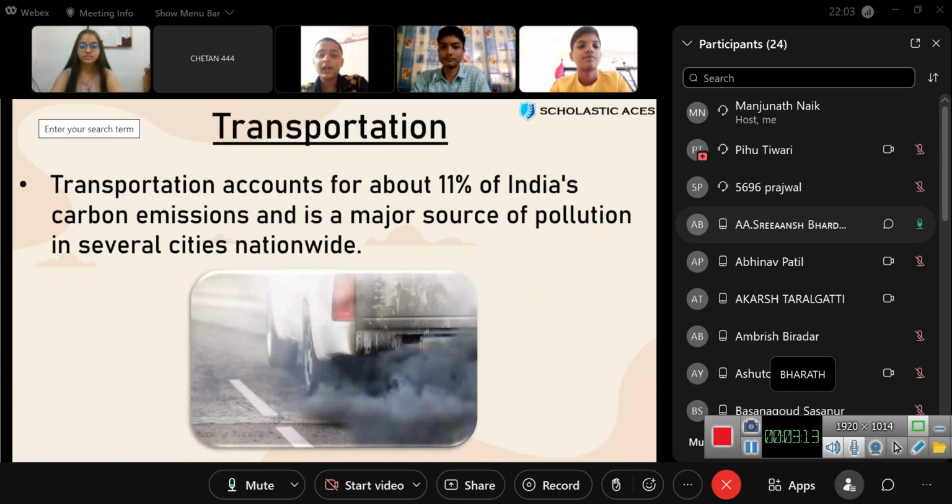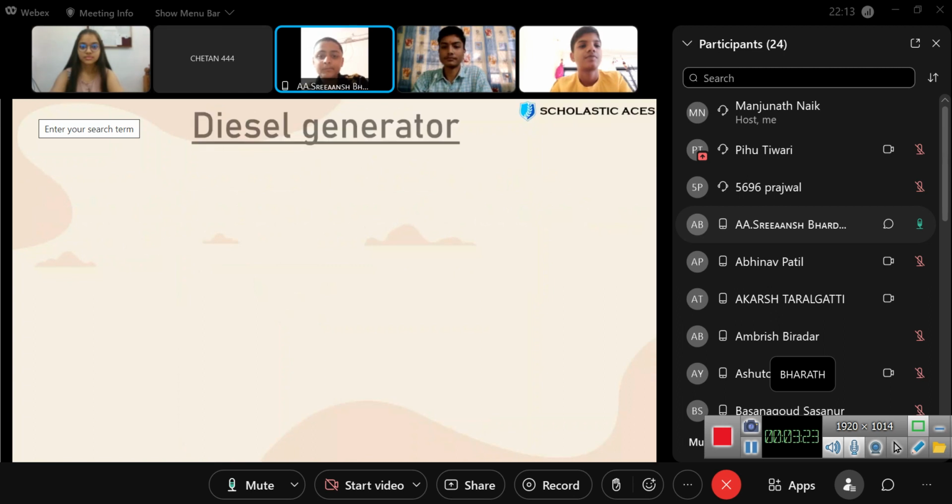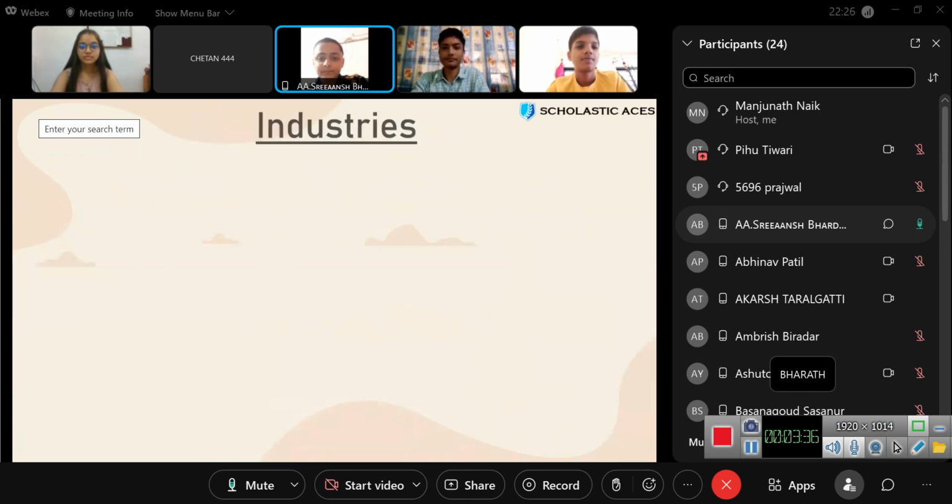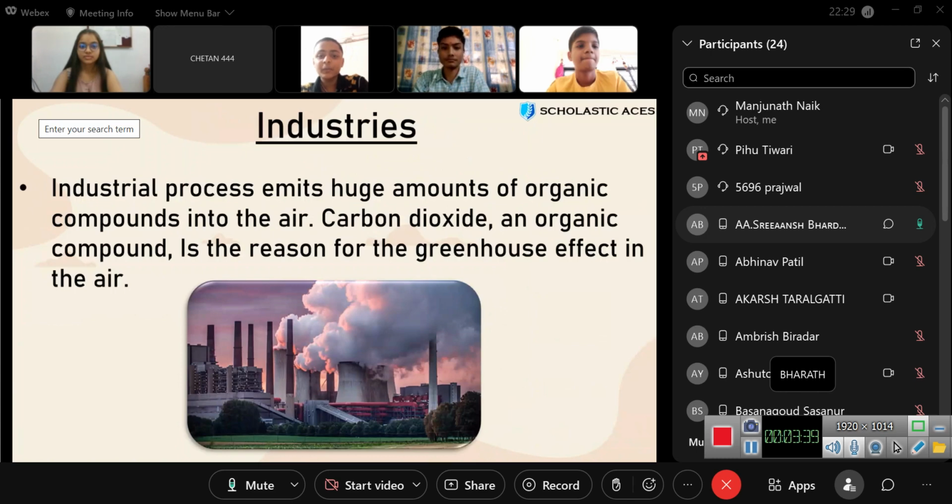Transportation. Transportation accounts for about 11% of India's carbon emission and is a major source of pollution in several cities nationwide. Diesel generator. Diesel generator produces more than 40 toxic air contaminants, which also may include cancer causing substances. Industries. Industrial process emits huge amount of organic compounds into the air. Carbon dioxide and organic compound is the reason for the greenhouse effect in the air.